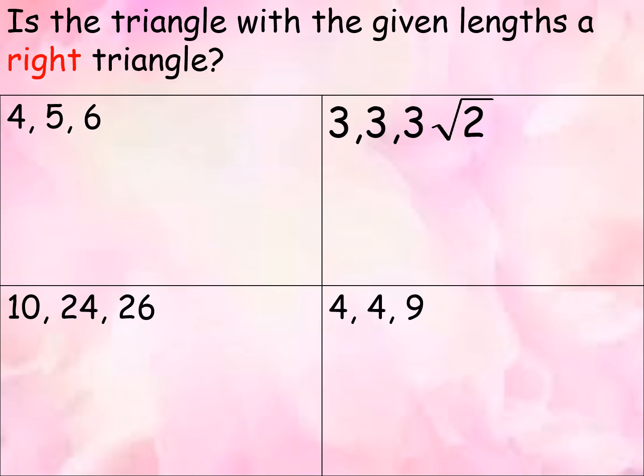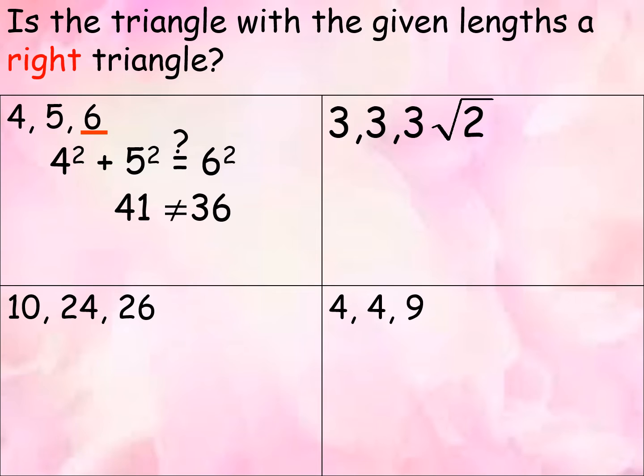So let us have examples. Let us answer the question, is the triangle with the given lengths a right triangle? The first step is to identify the longest side, or the highest number. So in the first example, it is 6. 4 squared plus 5 squared, is it equal to 6 squared? 4 squared is equal to 16, then 5 squared is equal to 25. So it is equal to 41. 41 is not equal to 36. So it is not a right triangle. It is no.